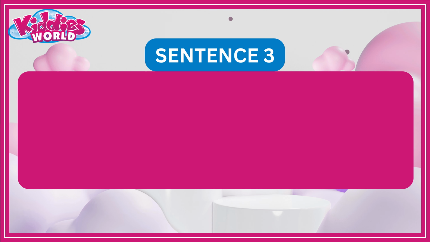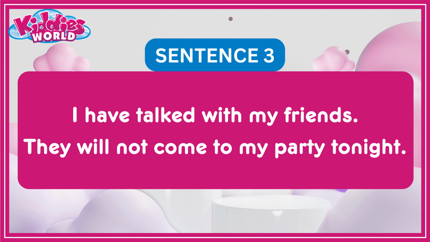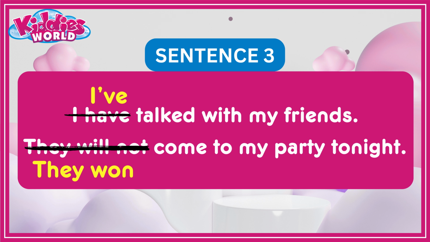Sentence 3. I have talked with my friends. They will not come to my party tonight. This one has 2 parts we can shorten. I have becomes I've. They will not becomes they won't. So the new sentence is, I've talked with my friends. They won't come to my party tonight. Great job! 2 contractions in 1 sentence.